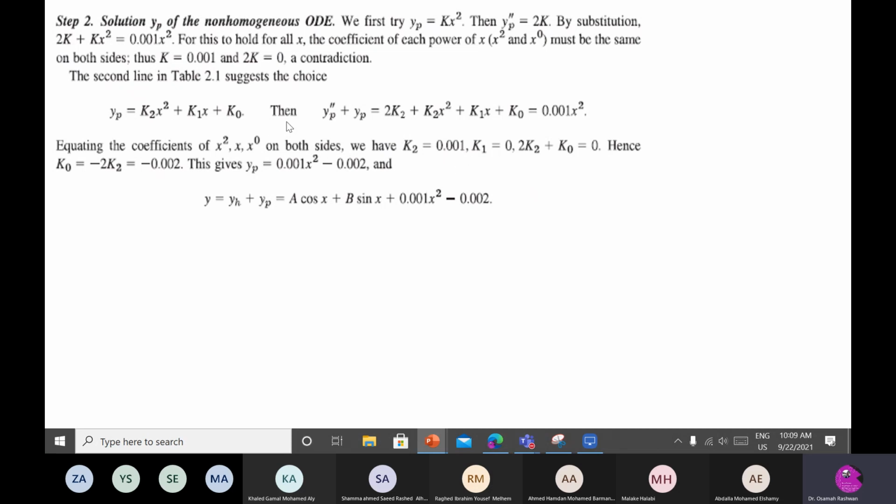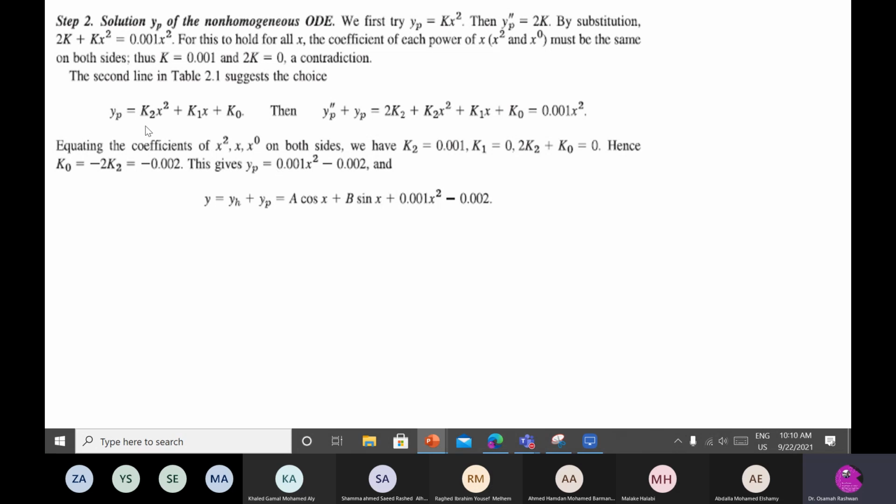So I will have k2, the coefficient of x squared, equal to 0.001. What about the other coefficient? Yes, the coefficient of x. Do you have x in both sides? No. So k1 equal to 0, and 2k2 plus k0 is a constant equal to 0. I got k2 equal to 0.001. Substitute here, so I will get k0 as minus 0.002.